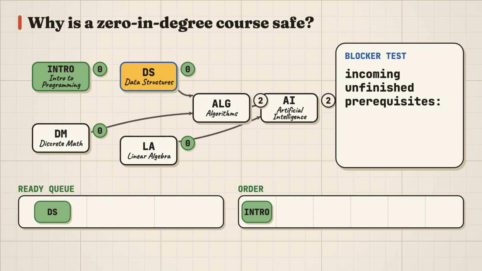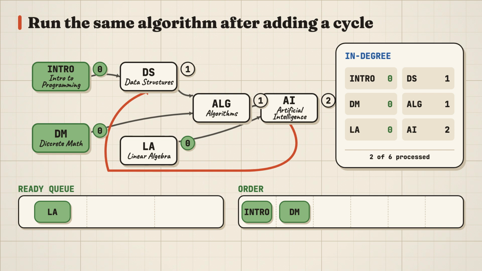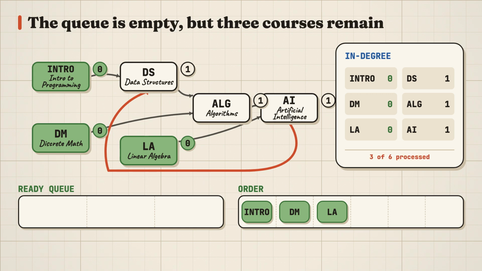Why is it always safe to take a course with an in-degree of 0? Because it is not waiting for any unfinished prerequisite. Everything it needs has already been completed. Now add the arrow from Artificial Intelligence back to Data Structures. Intro to Programming, Discrete Math, and Linear Algebra can still be completed, so the algorithm begins normally. After those 3 courses are completed, the queue becomes empty. But Data Structures, Algorithms, and Artificial Intelligence are still unfinished, and each one still has an in-degree of 1.